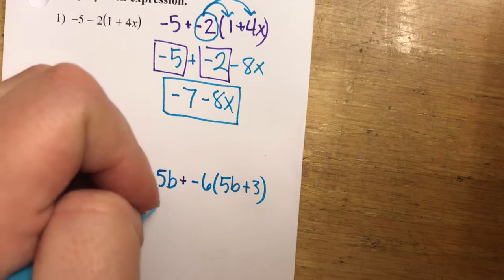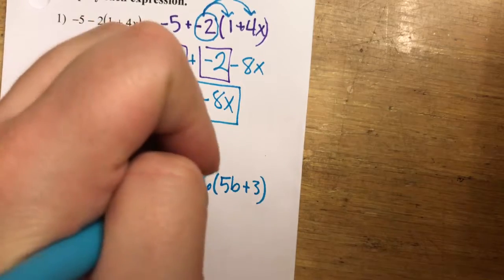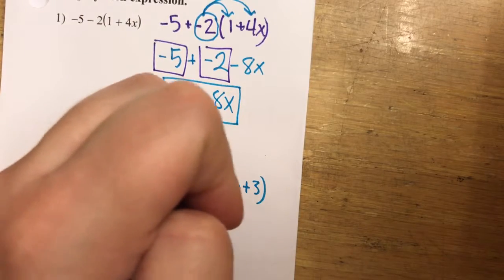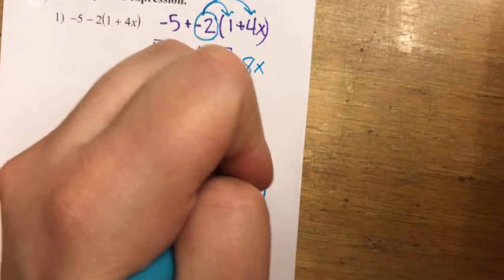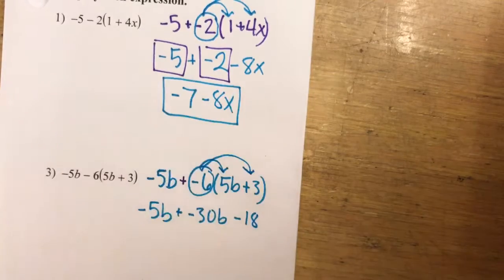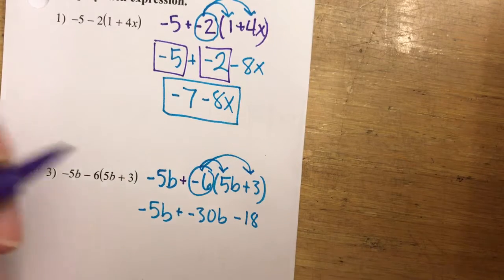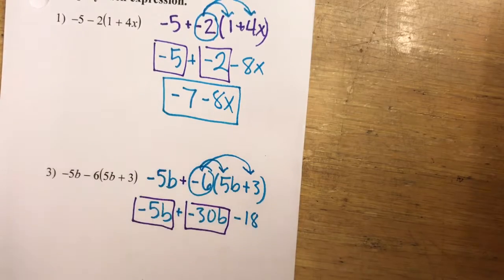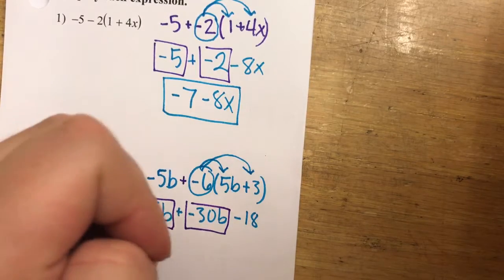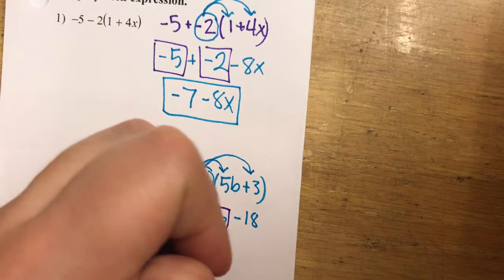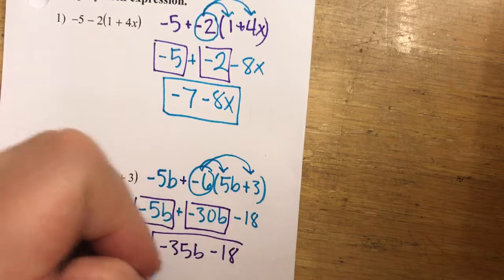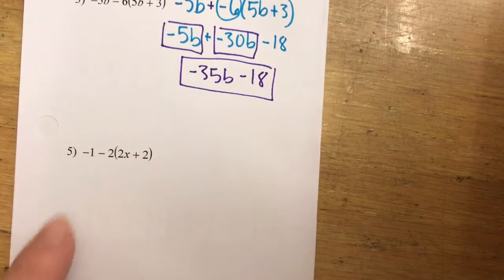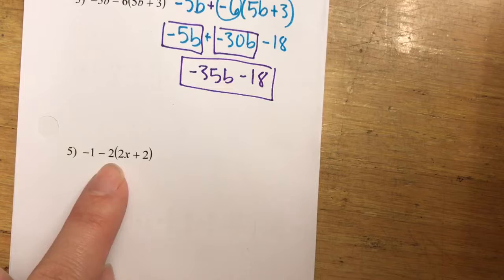So going through this, we have now a negative 5b that we can just drop down. So we have negative 5b plus negative goes with the 6. Negative 6 times negative 5b is negative 30b, and then negative 6 times positive 3 is negative 18. And so then now we're almost finished. We have to combine like terms. So I have negative 5b and negative 30b. That becomes negative 35b, and then bring down that negative 18. And it is simplified.